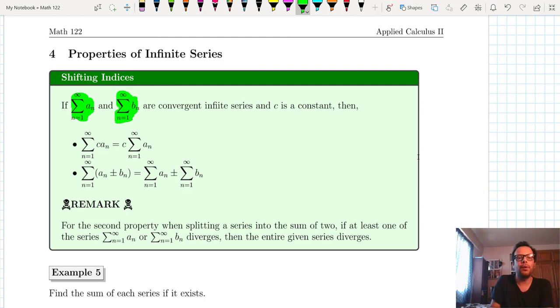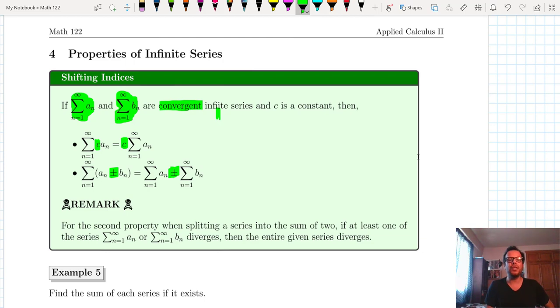In this case, both have to be convergent, infinite. There's supposed to be an n there that I omitted. Okay, so we can multiply a series by a constant term and just pull the constant outside. That's one way. And we can always add and subtract two series together.